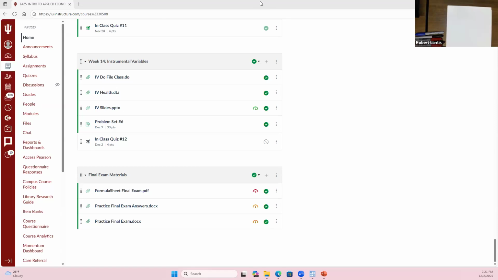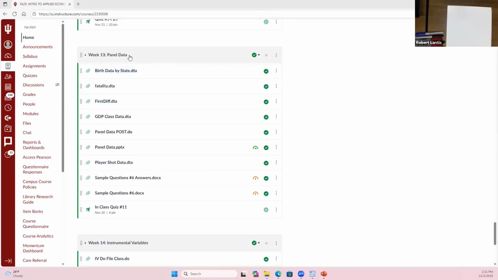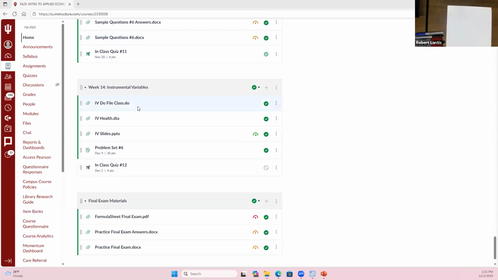So where we left off before break was talking about these panel data models. We're primarily looking at fixed effects, right? So we're going to move to the next topic this week, which will be instrumental variables. It'll be really the last new material that we have. So this week we'll look at instrumental variables.